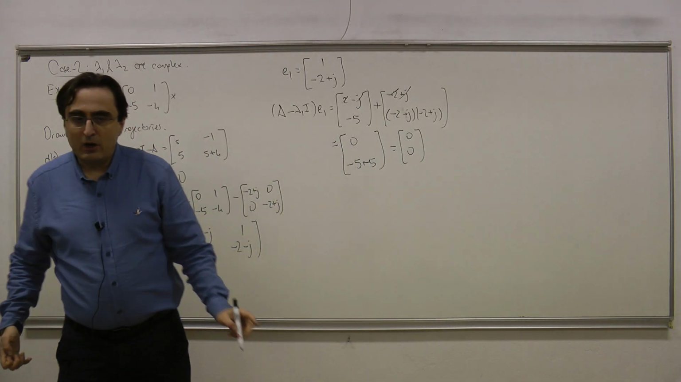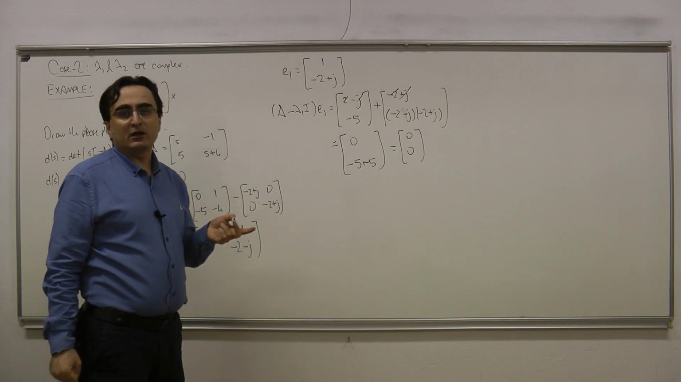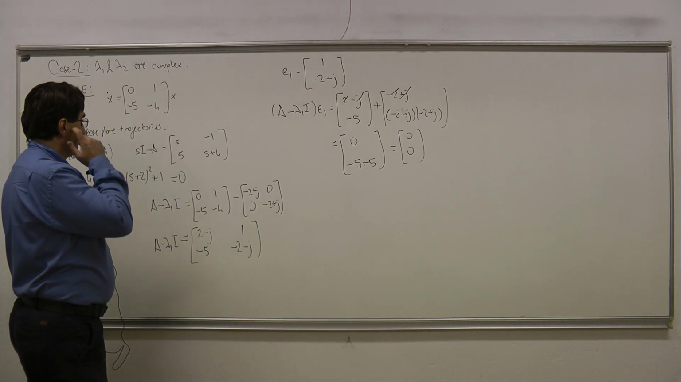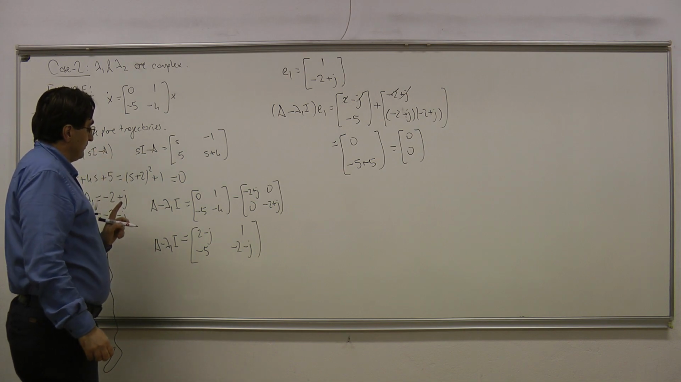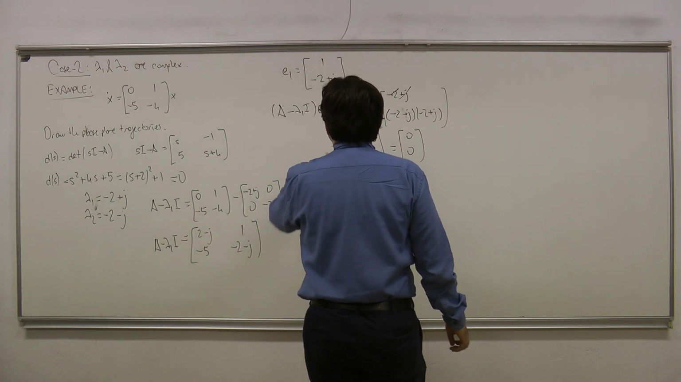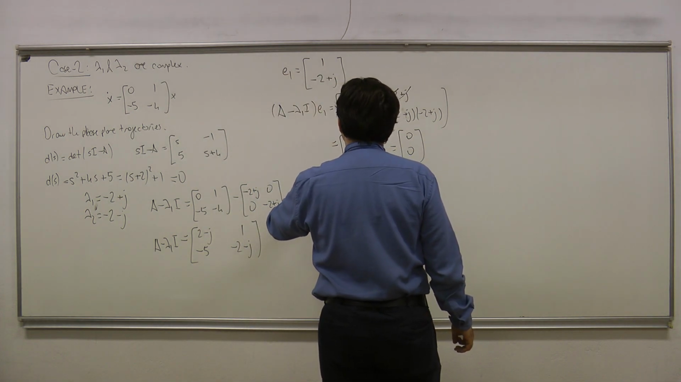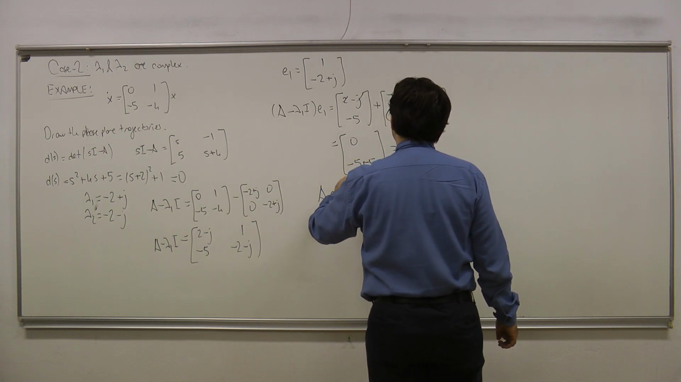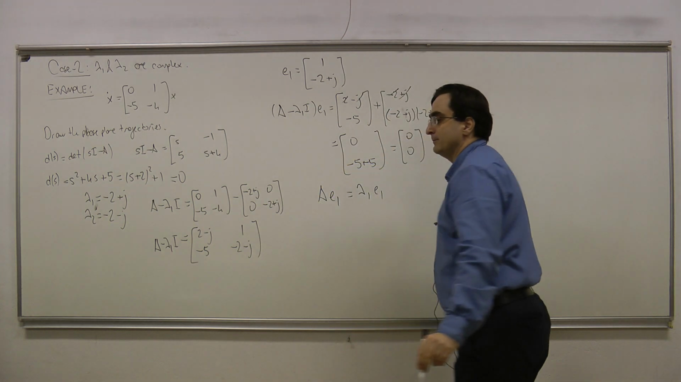eigenvector. Now I need to calculate the second eigenvector as well, but here I would like to show you something interesting to save you some effort. So here, this first eigenvector satisfies the following relationship. A times E1 is equal to lambda 1 times E1. Okay?